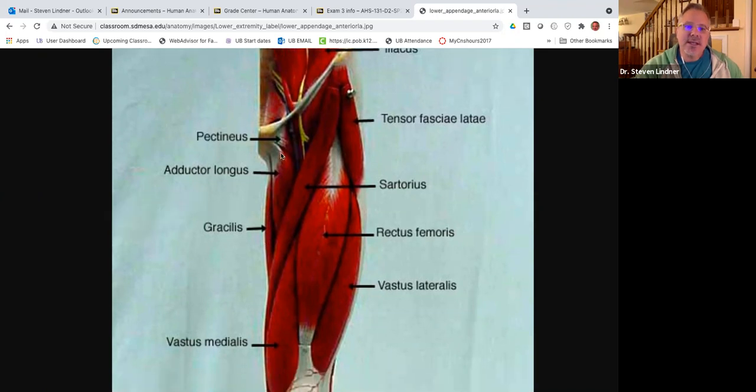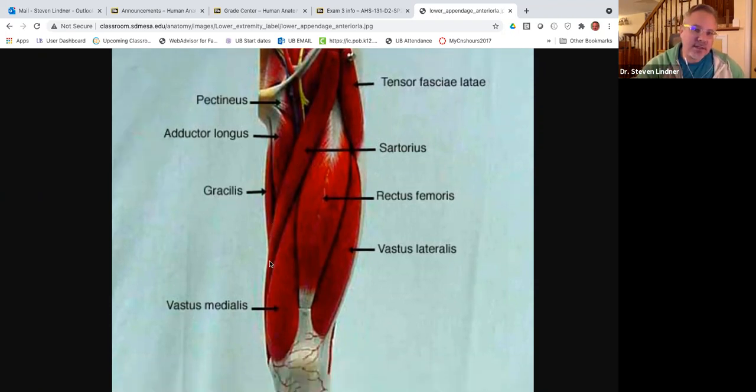So what we see here on the inside that looks like it's attaching to the pubic bone, like the pectineus, the adductor longus, and gracilis, since these are all medial compartment muscles of the thigh, they adduct the thigh. Again, they adduct the thigh. Now, I said that the sartorius is the longest muscle in the body. Well, who comes in second place? Second place is the gracilis.